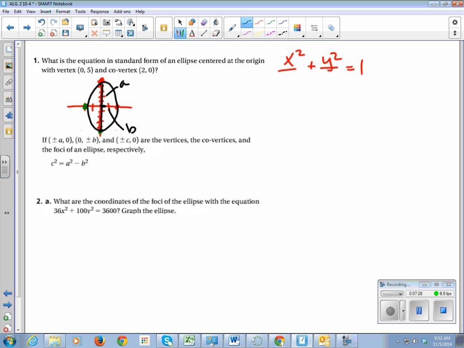So a is from the center to the top of my ellipse, and for us that is 5. And b is from the center to the right hand side of my ellipse, and for us that is 2. So because my major axis is on the y, a goes here and b goes here. And let's actually plug in the numbers for those.